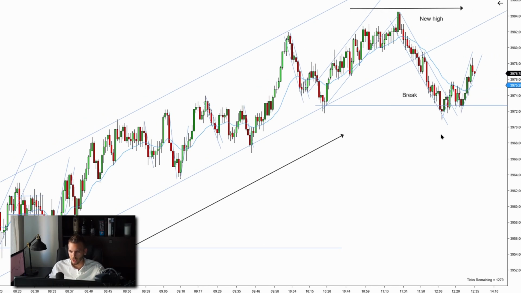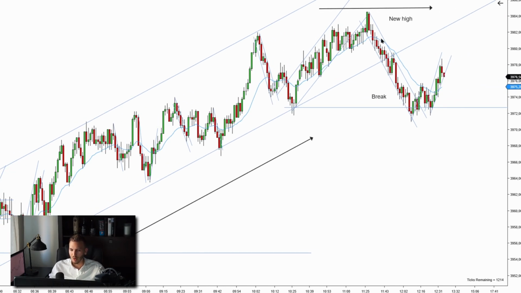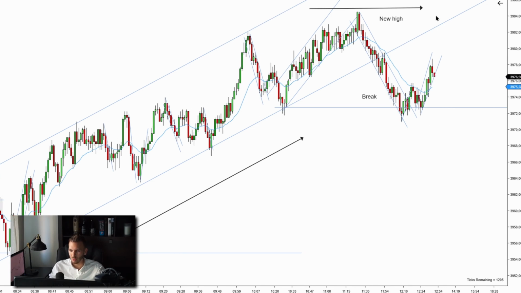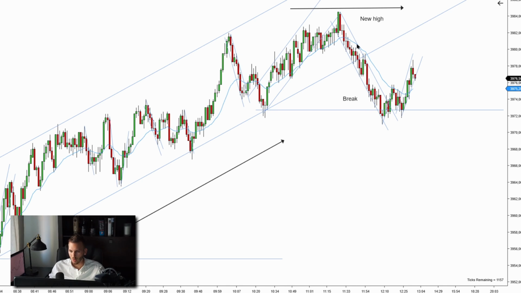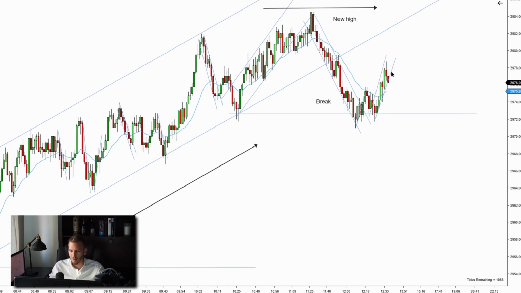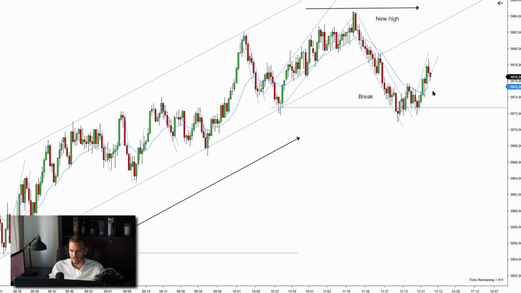Now we had a break of this channel, but that doesn't mean my bias is changing. I keep looking for a new extreme to be made following price action rules. So right now we have this downtrend working lower, we had a break, an attempt to create a new low, and we're pushing back above the EMA, indicating bullish momentum. Now I expect prices to create a new high of this bullish uptrend following the price action rule.